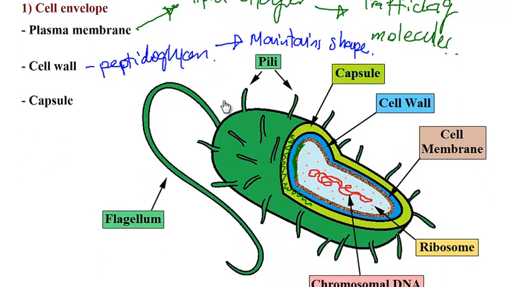And finally we have the capsule, whose composition is made of a glycocalyx, which is a thin layer of polysaccharide polymers, or in other words, basically a sugar coat that lies outside the cell. And this capsule makes bacteria very resistant. It protects them against drying and also against phagocytosis by different immune cells.